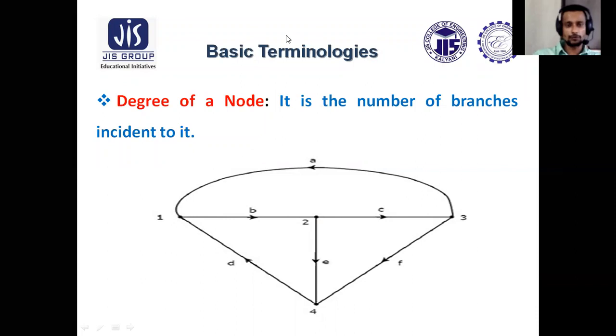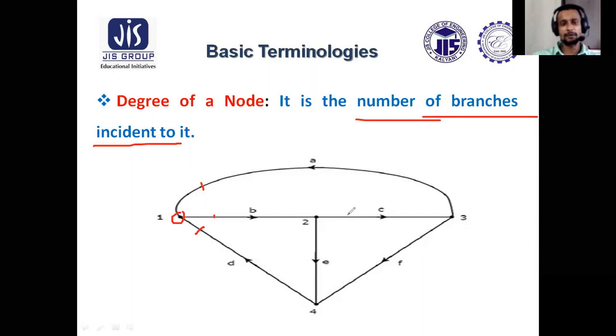Next is degree of a node. What is degree of a node? It is the number of branches incident to it. Whether the branch is leaving or entering, that doesn't matter. How many branches are associated with that node is known as the degree of the node. So for node 1, it is associated with 1 branch, 2 branch, 3 branch. So the degree of node 1 is 3. Similarly, the degree of node 2 is also 3. Degree of node 3 is 3. Degree of node 4 is 3. So all these nodes have a degree of 3, as for each node, 3 branches are incident on it.